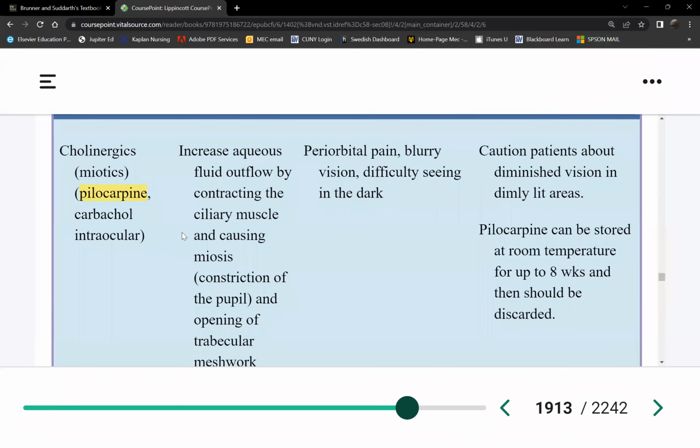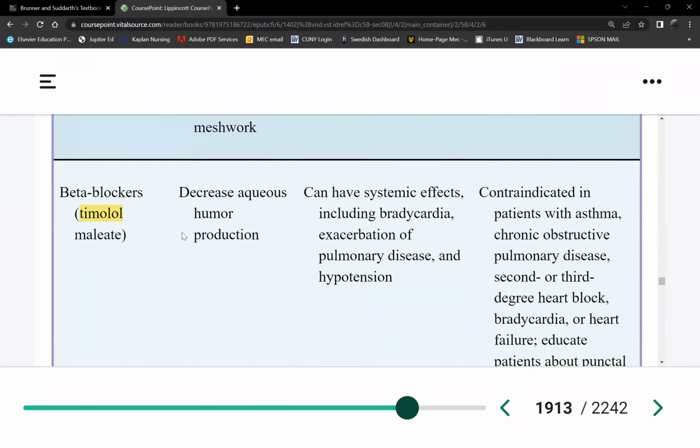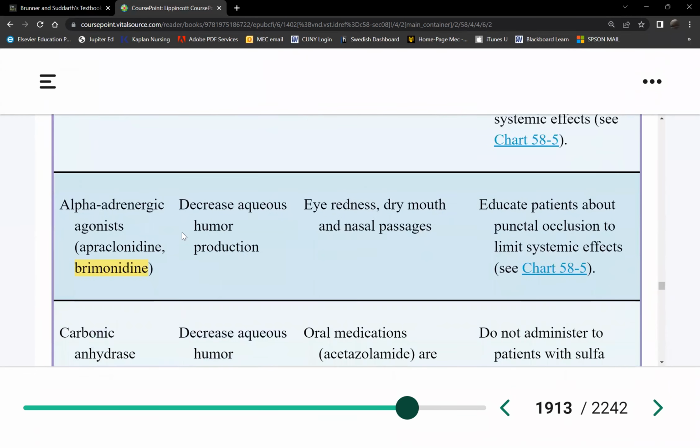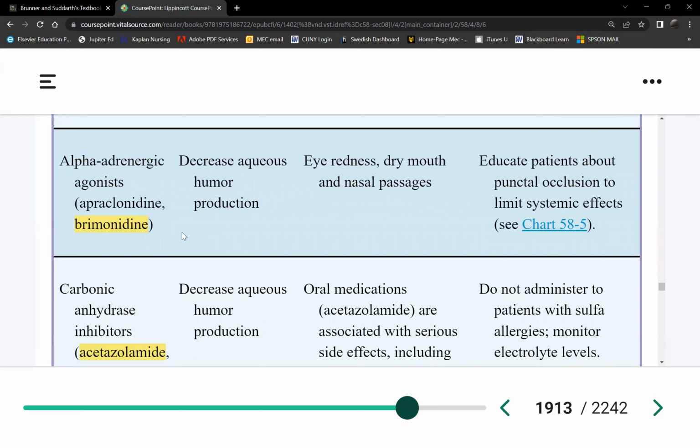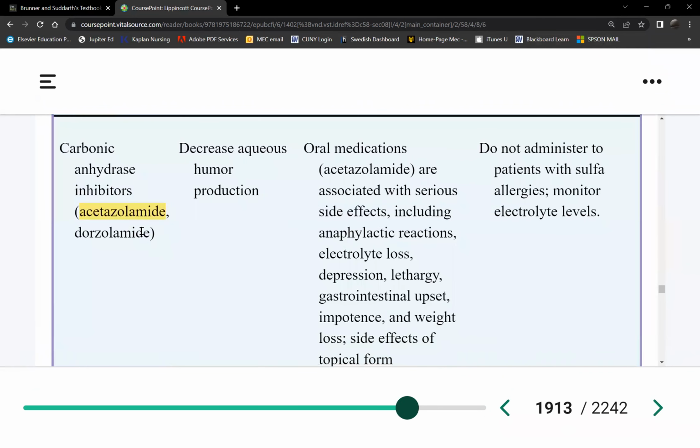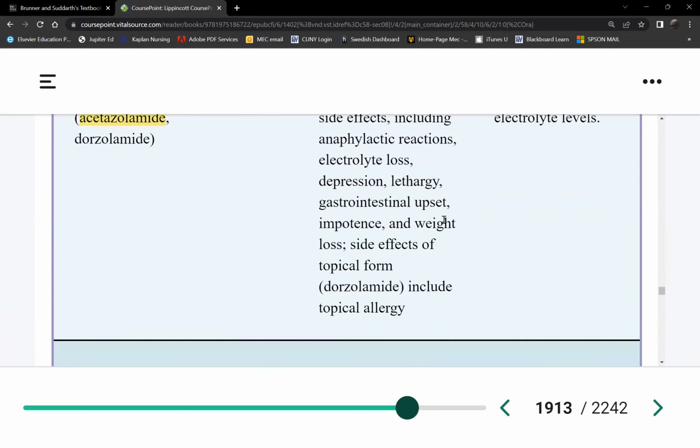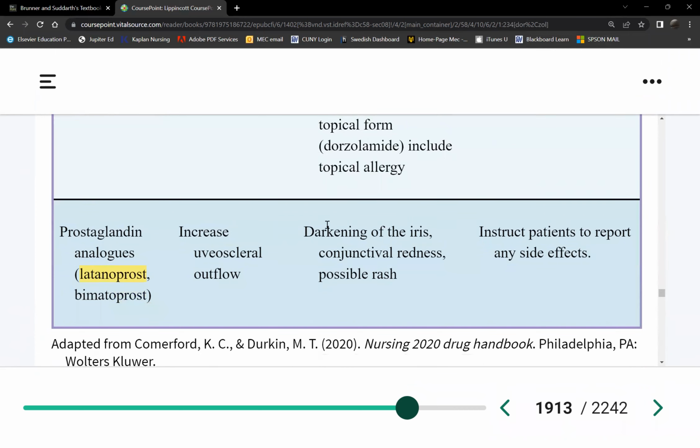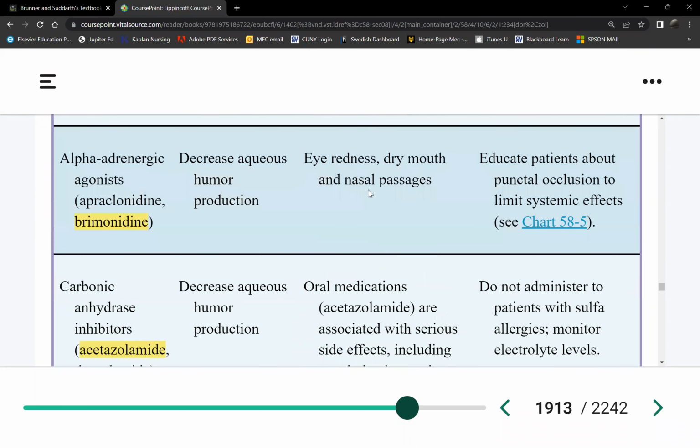I mean, you've given pilocarpine? No. You've given timolol? Yeah. Come on, everybody's got to have at least administered timolol. Right? Or brimonidine? Acetazolamide? You've probably seen the brand name, but not the generic. And then latanoprost, you've seen this, right? Anyway, so what am I testing here?